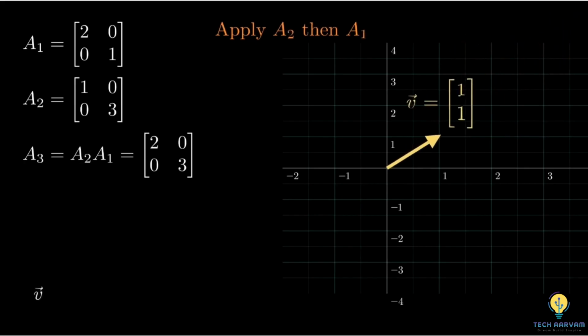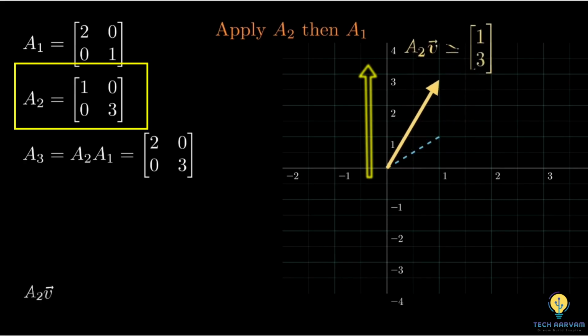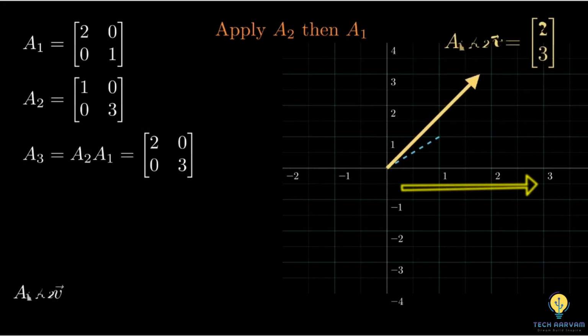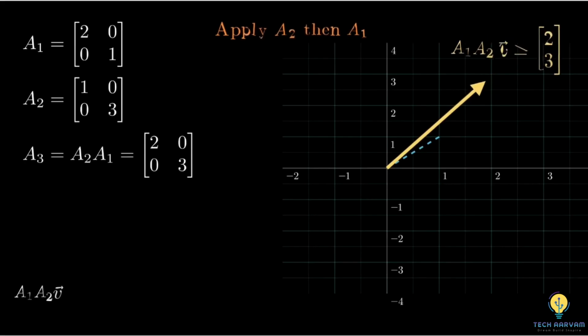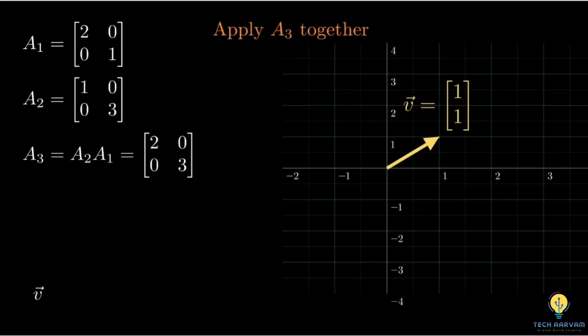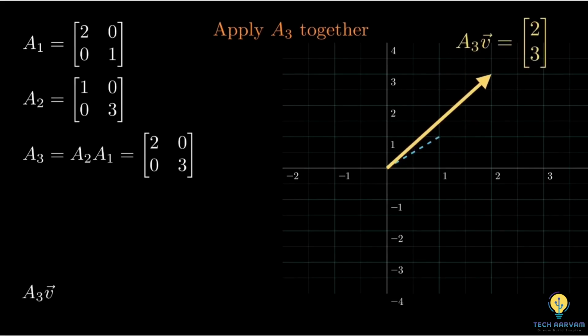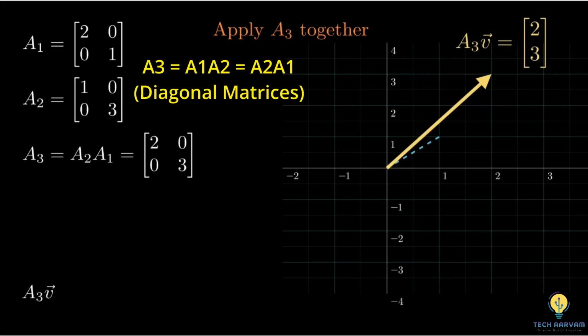And the diagonal matrices are commutative. So it is okay to use A2 to transform the vector first, that is, scale along the y direction first, and then scale along the x direction next. Also, we can do the matrix multiplication of A1 and A2 and get an A3, which has lambda 1 as 2 and lambda 2 as 3, and do the transformation using the A3 matrix. All these three are equivalent. Diagonal matrices are commutative, which means that A1 A2 is equal to A2 A1.